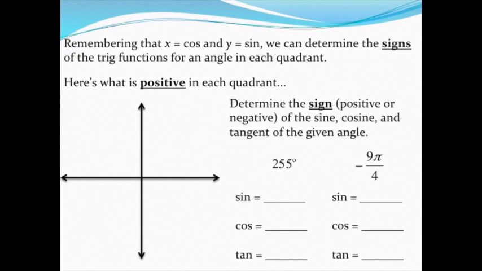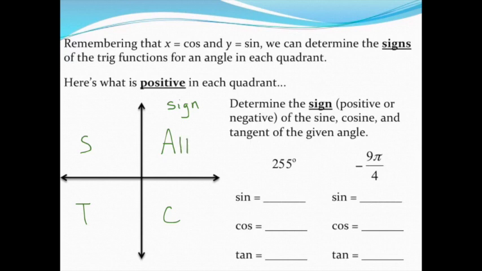To figure out the sign, and that's SIGN, so whether we're positive or negative, depending on what quadrant my angle ends up in, there are 4 little letters you want to remember. Those letters are A, S, T, C. That's a way to remember what's positive in each quadrant. Here's what the letters stand for. A means all things are going to be positive.